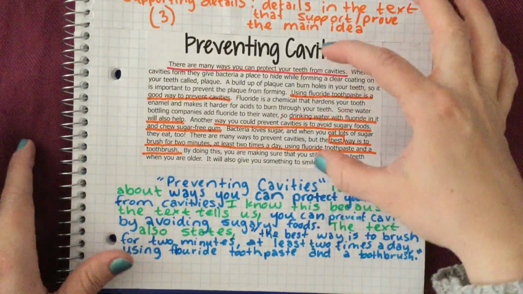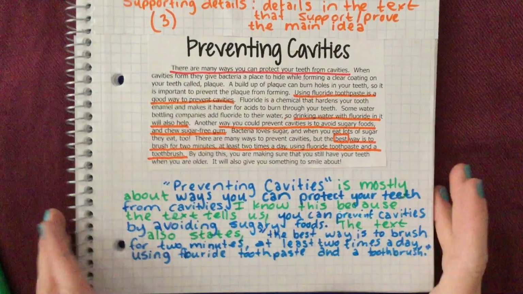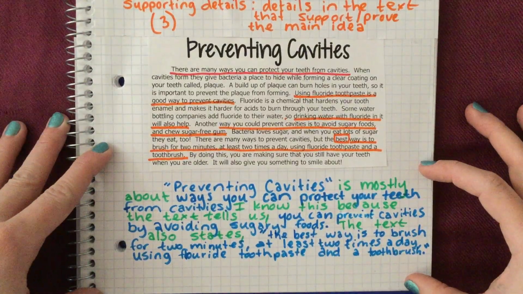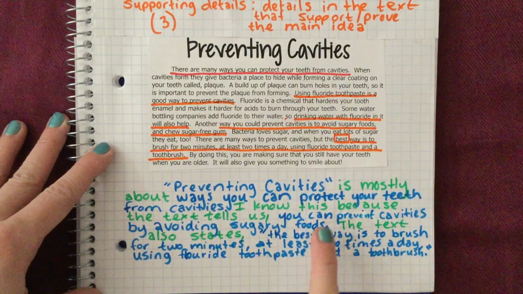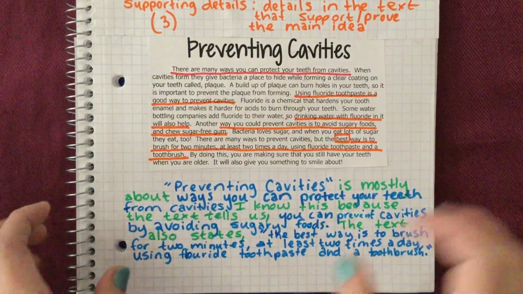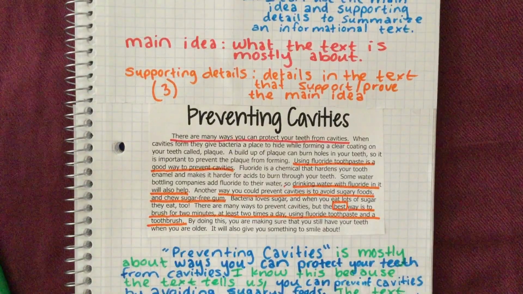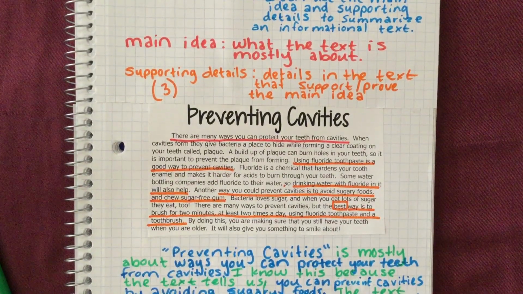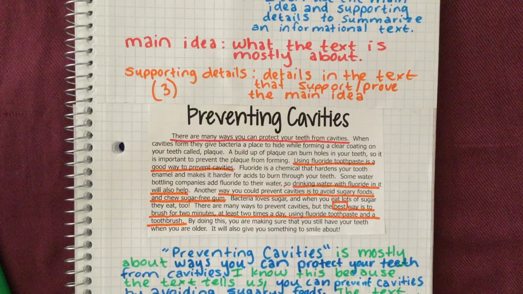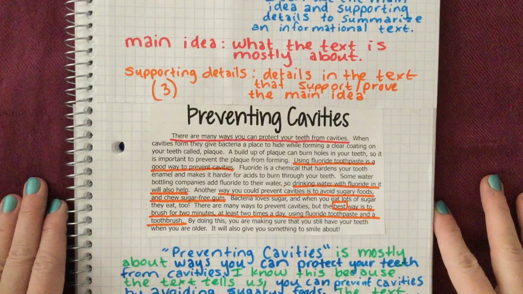Now, it might look long because my handwriting is a little bit bigger than the text, but remember, we want our summary to be nice, short, sweet, to the point. We want it to include our main idea and 2 of our best supporting details. Remember, the main idea is what the text is mostly about. The supporting details support that main idea. They don't just give us information, they support that main idea. Really important that we understand the difference.